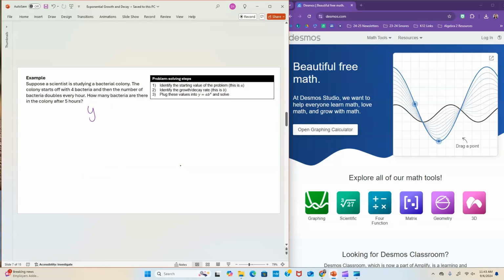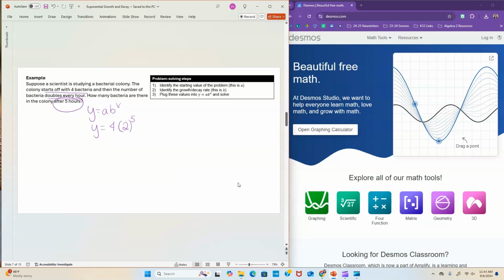So remember, we're going to use y equals a times b to the x to model this problem. So we have y equals the initial value. Well, we start off with 4 bacteria. So we have 4 times the rate of change. It tells us it doubles every hour, so that's going to be 2. So we want to know how many bacteria are there after 5 hours. That means that 5 is going to be the value of our exponent.